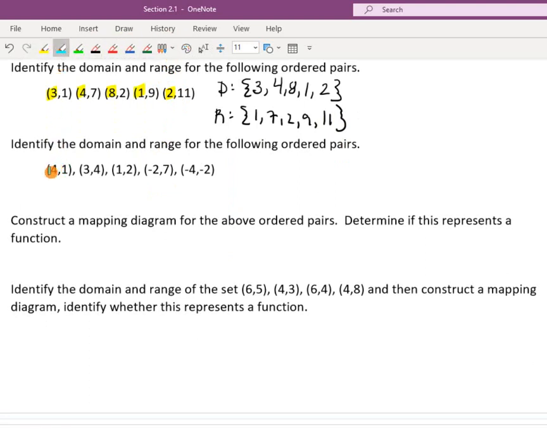Same idea here, just to highlight these. These would be my domain. These are my range. And do any of the blue ones repeat? Nope, so this would be a function.